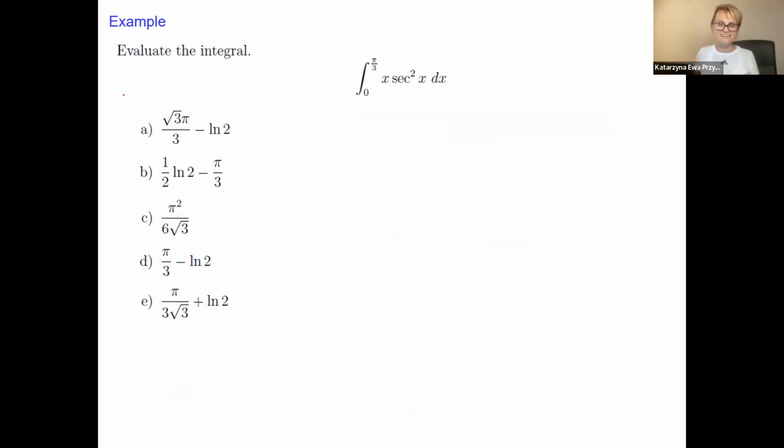Let's actually do x secant square of x. Nice integral. Product by parts. Integration by parts. I can leave it. You can make the selection later. Check my writing later.